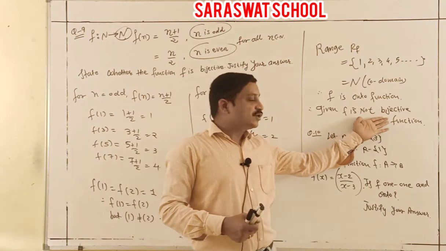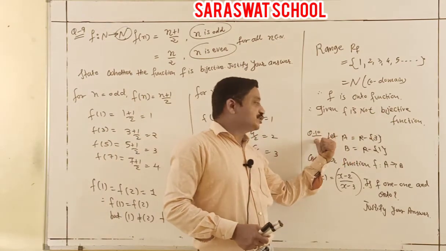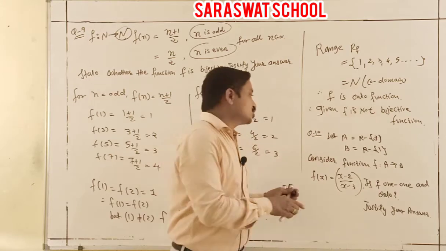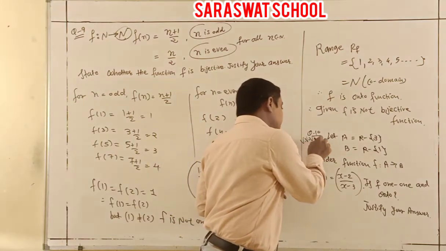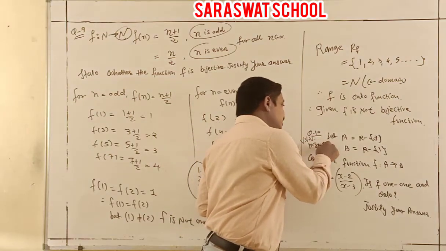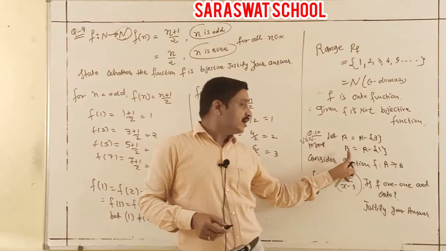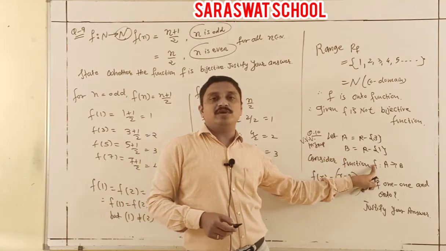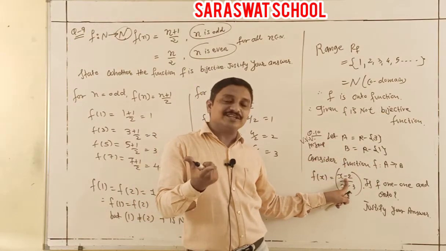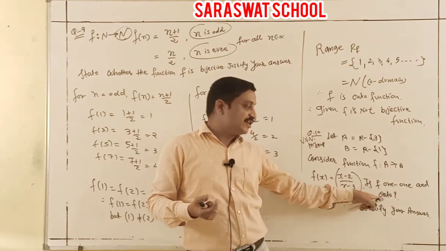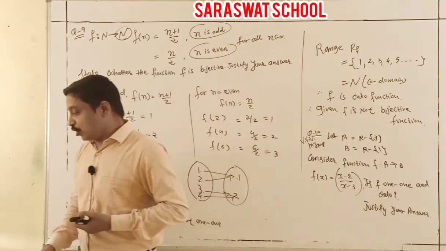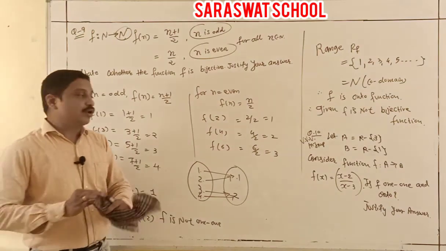Now after that, students, I am going to change the question. It is a very important sum at board exam level. Given function f: A to B, where A is R minus 3 and B is R minus 1, f(x) is a rational function, given x minus 2 by x minus 3. Check whether it is one-one or not.